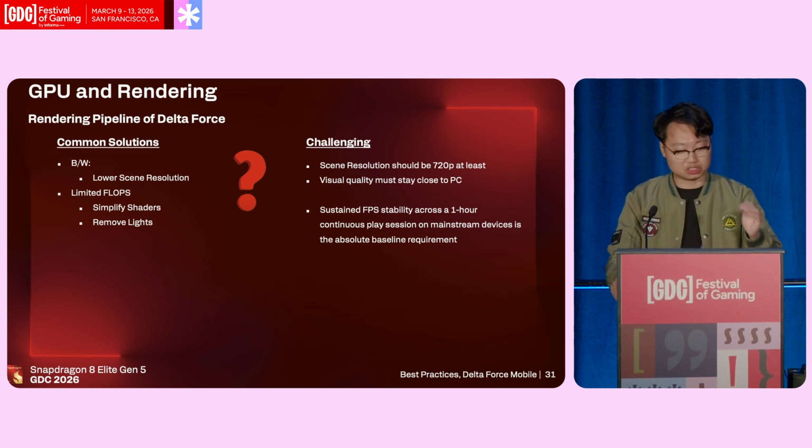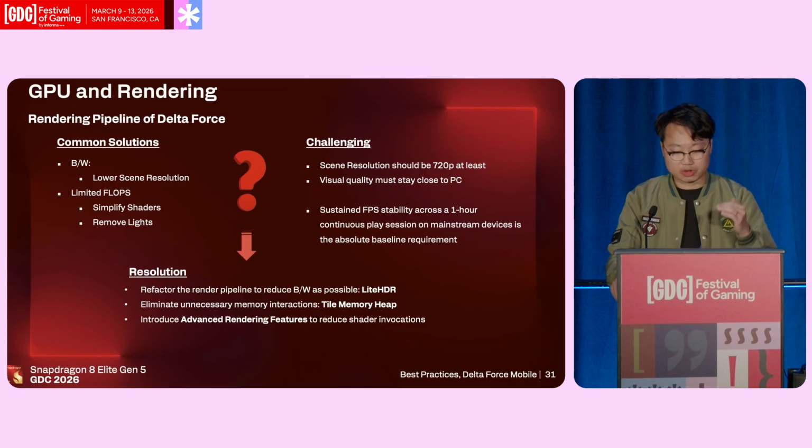We must restructure our rendering pipeline for mobile hardware, maximize the use of tile memory, leverage the latest hardware features to reduce the bandwidth, and bring in advanced technologies to reduce the GPU workload whenever possible. So let me just start with the bandwidth optimization side.